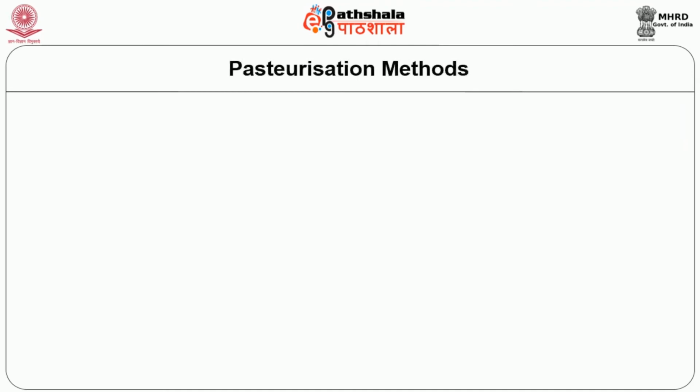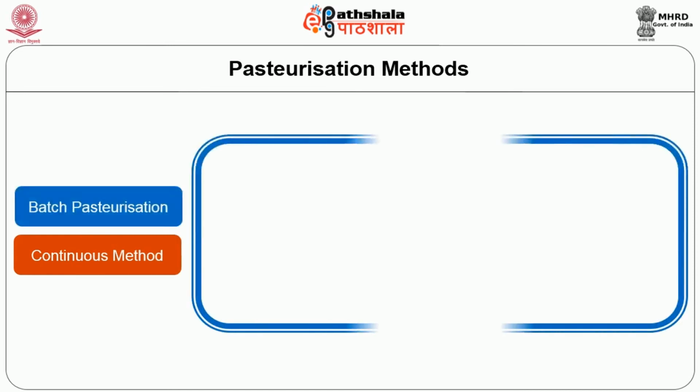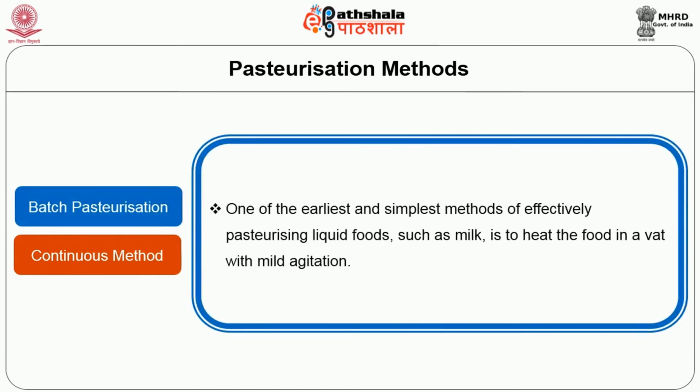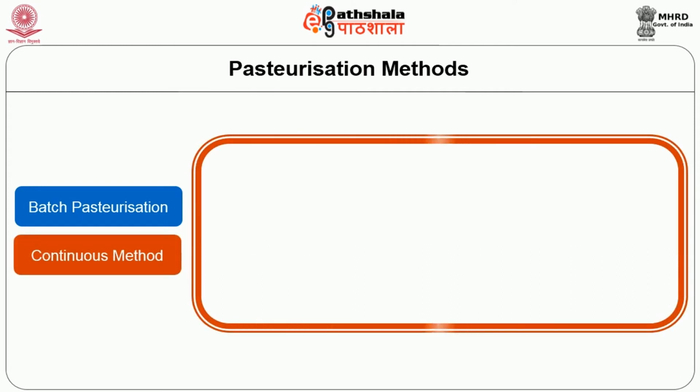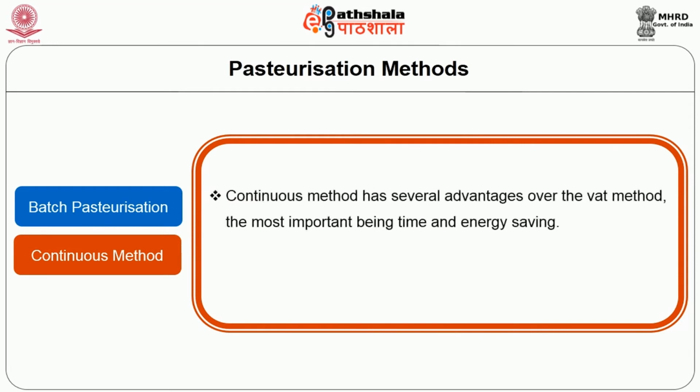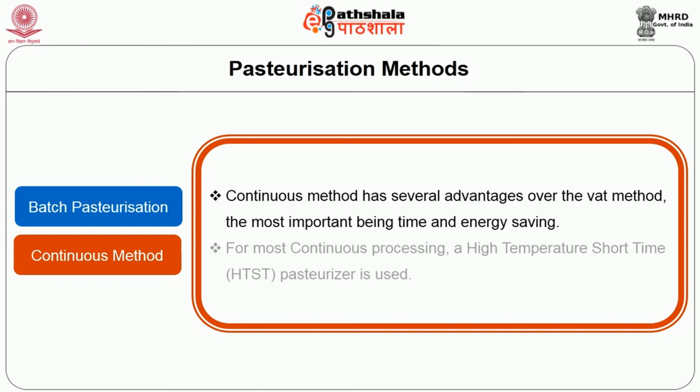The methods of pasteurization are basically two. The first one is batch pasteurization and the second is the continuous method. Batch pasteurization is one of the earliest and simplest methods of effectively pasteurizing liquid foods such as milk, which is to heat the food in a vat with mild agitation. The continuous method has several advantages over the vat method, the most important being time and energy saving. For most continuous processing, a high temperature short time pasteurizer is used.